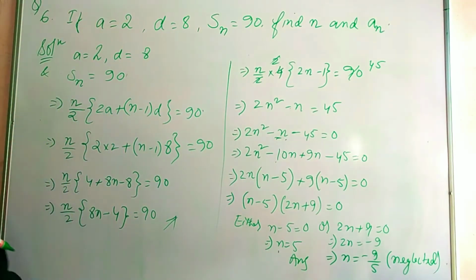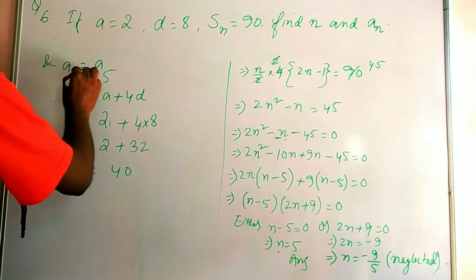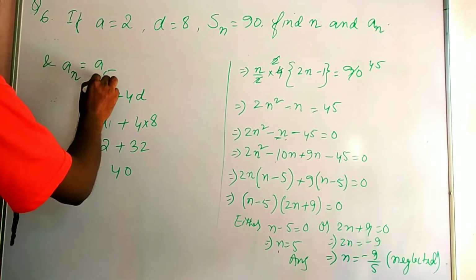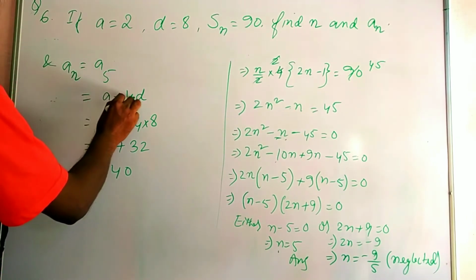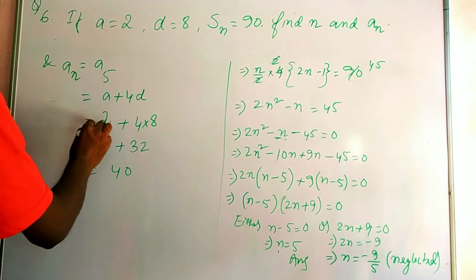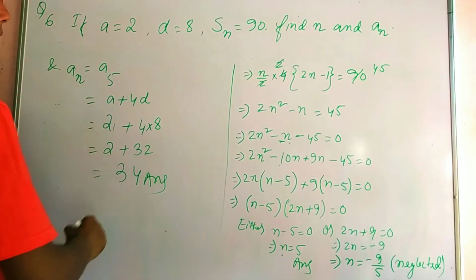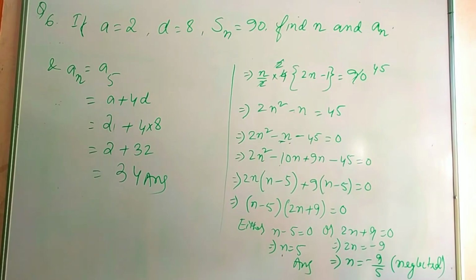Second part we have here, an is equal to, n value we have 5, so a5 is a plus 4d, so a value is 2, 4 into 8 is 34, the required answer.